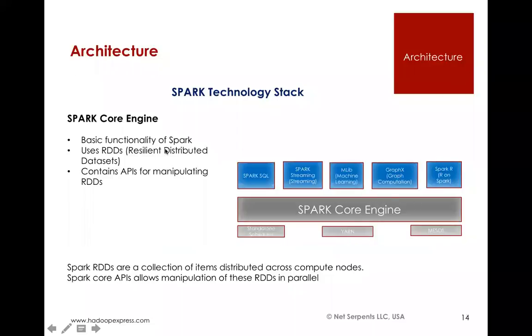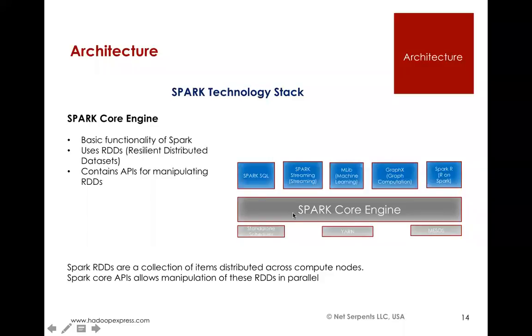Spark core engine. What's the core engine? The core engine is really providing the basic functionality of Spark. It uses RDDs, like I said. So what are RDDs? It's a new concept. It's called resilient distributed data sets. So these resilient distributed data sets are really the data elements that we have. And Spark allows you to deal with them. And we'll see in a little while what exactly these RDDs are, what they contain. And we have APIs for manipulating these RDDs, essentially.